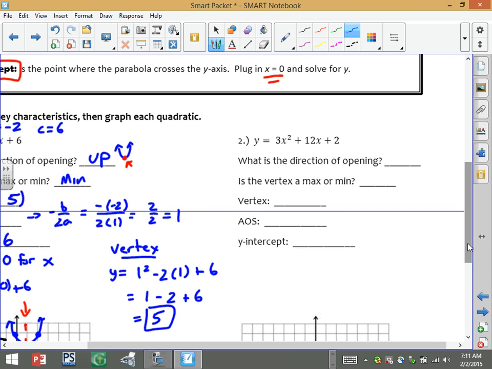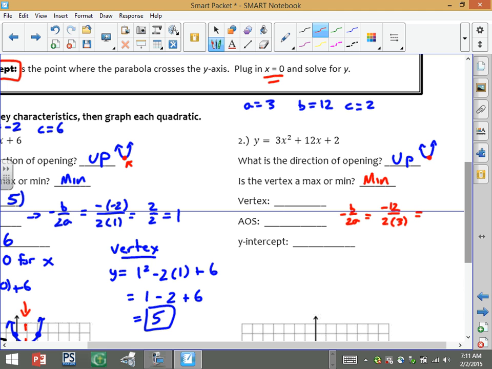So here, a equals 3, b equals 12, and c equals 2. Since a is positive, it's going to open up. And since it opens up, that means that this vertex is the lowest point, which means, again, we've got a minimum. So let's find the axis of symmetry first. Negative b over 2a. So we have negative 12 over 2 times 3.